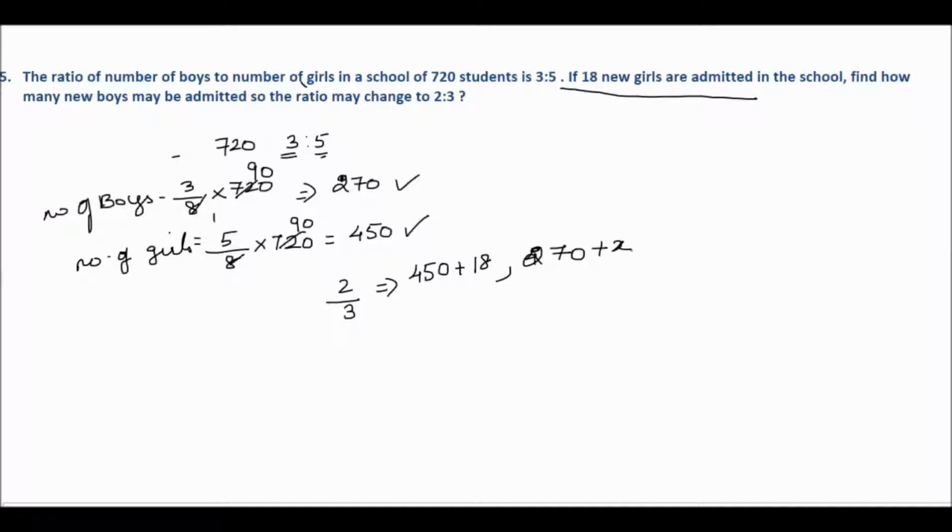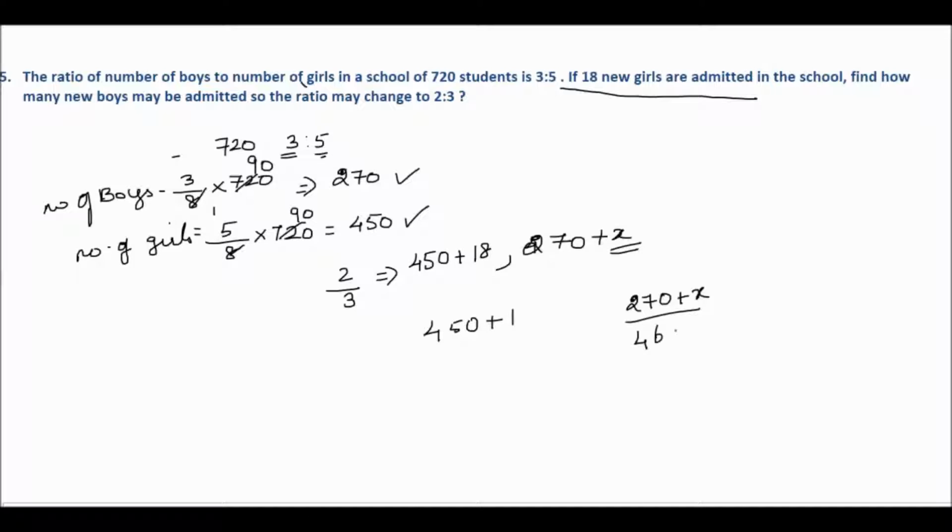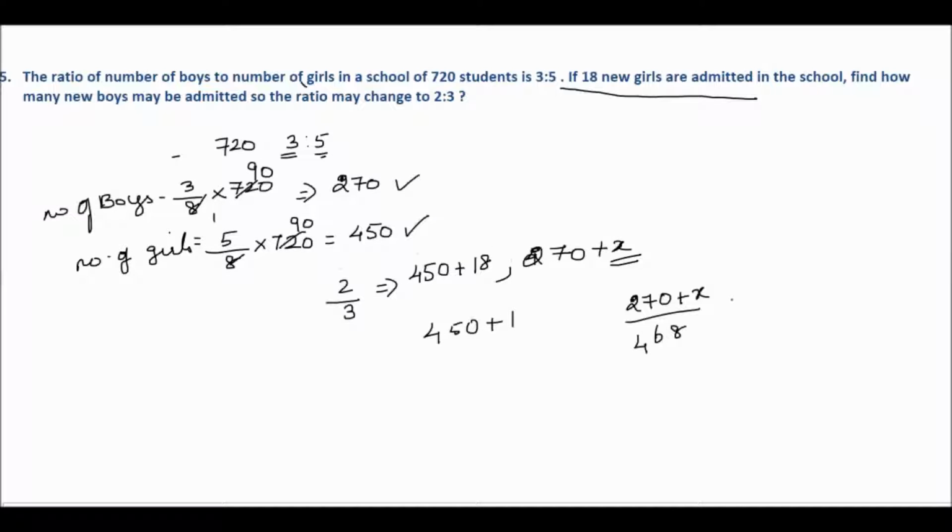We can take the number of new boys as x, so that the ratio is 2 by 3. Now I am going to write the number of boys to girls. I will write this side: the number of boys is 270 plus x to the number of girls 450 plus 18, which is 468, is equal to 2 by 3.